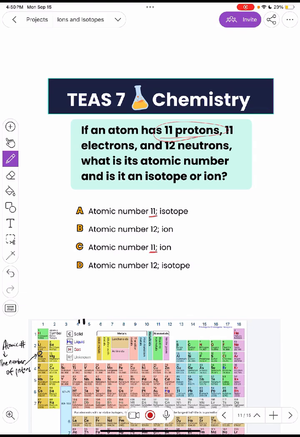So now I'm thinking, is it an isotope or is it an ion? Well, if it were an isotope, it would have the same number of protons and a different number of neutrons. If it were an ion, it would have a different number of protons and electrons. Now, this has 11 protons and 11 electrons, which means it cannot be an ion. Okay? So it can't be B or D because the atomic number is not 12. The atomic number is 11. And it can't be C because it's not an ion. So therefore, it must be an isotope.